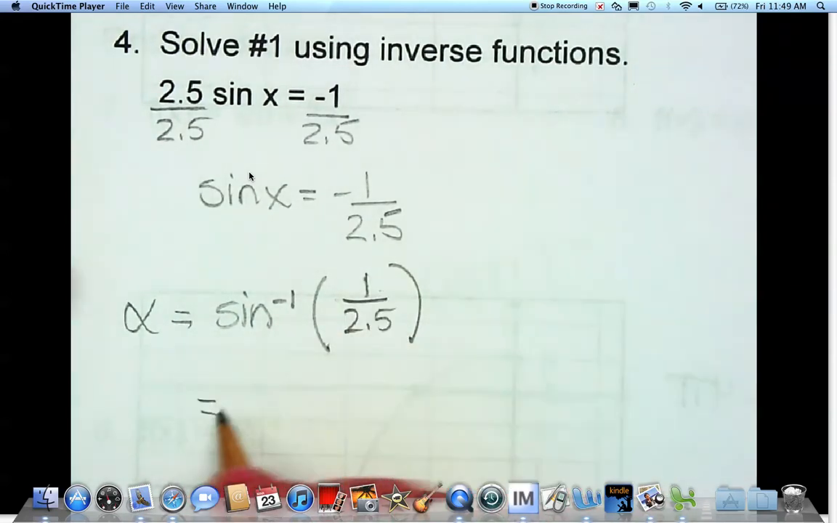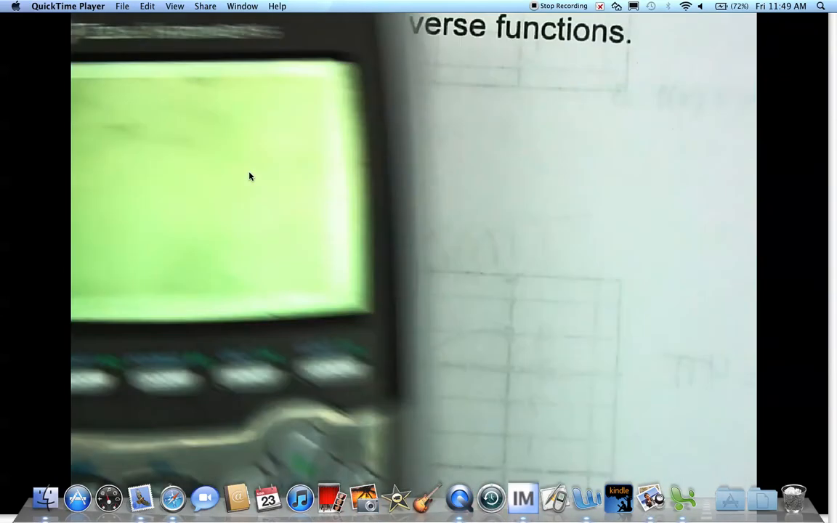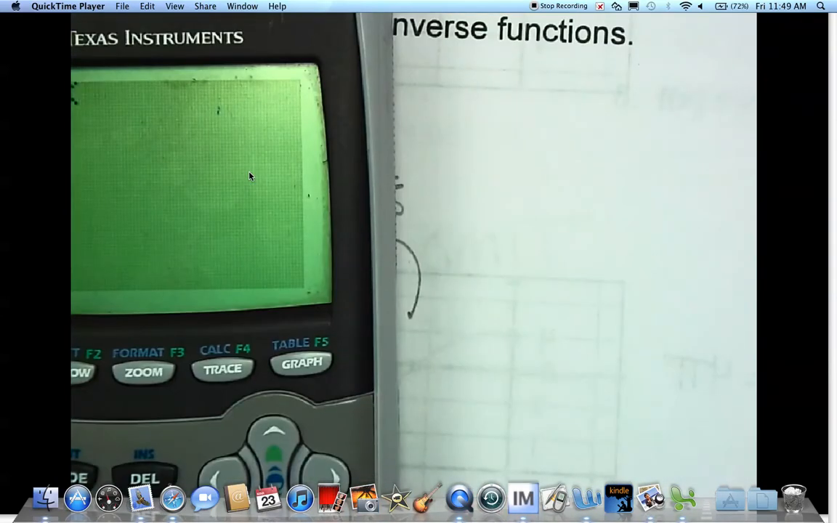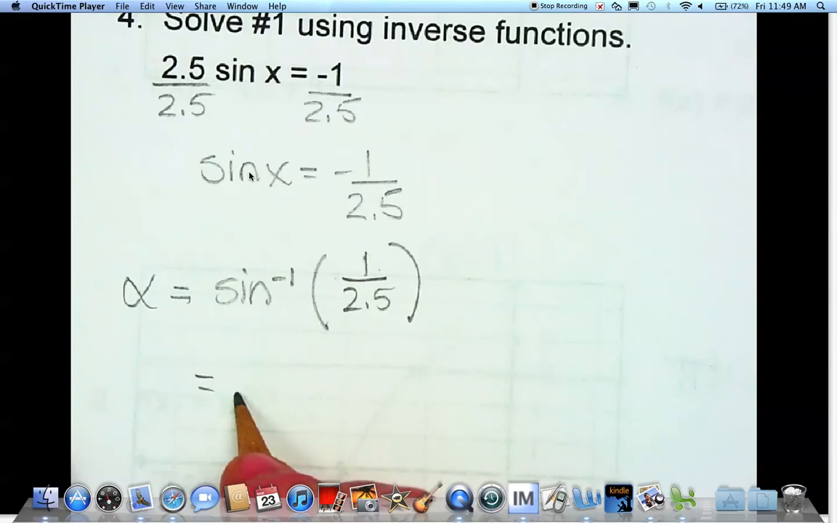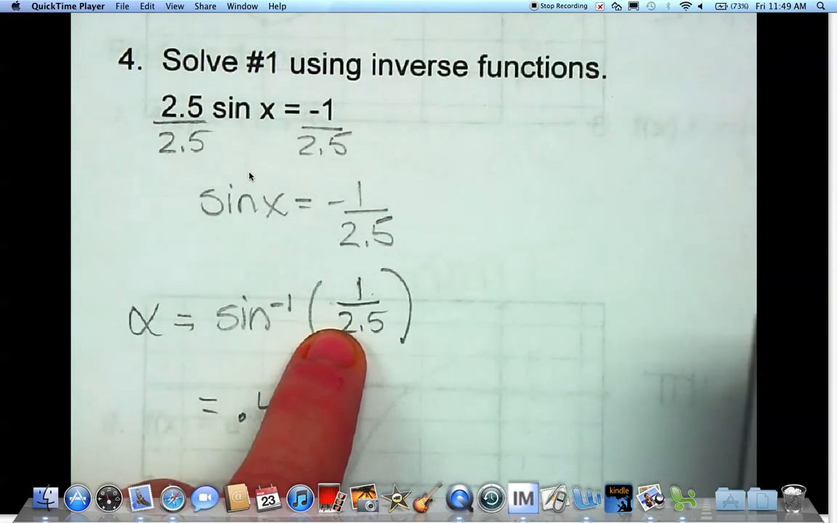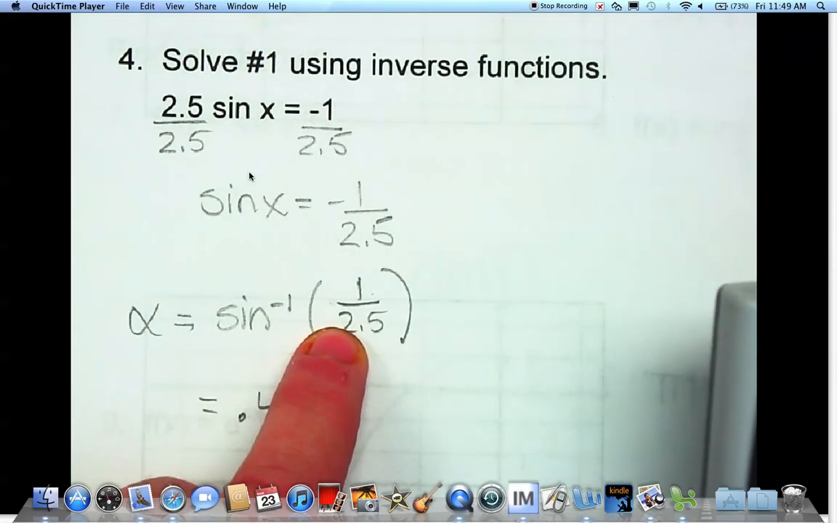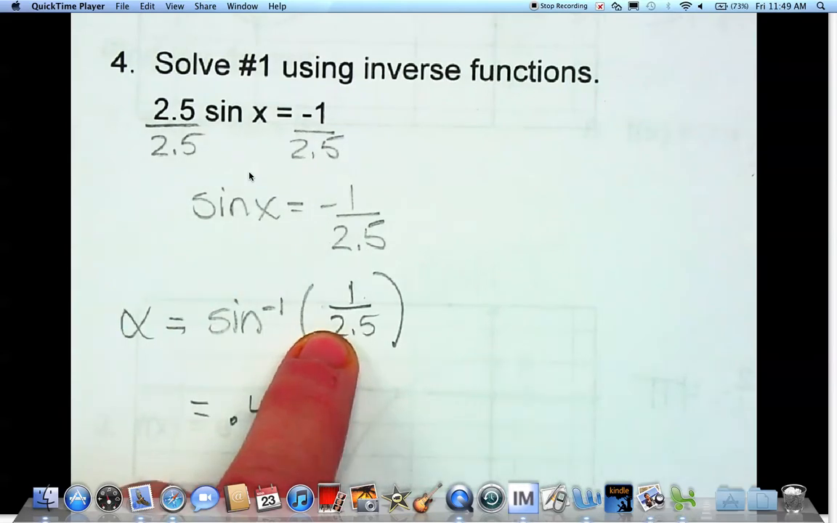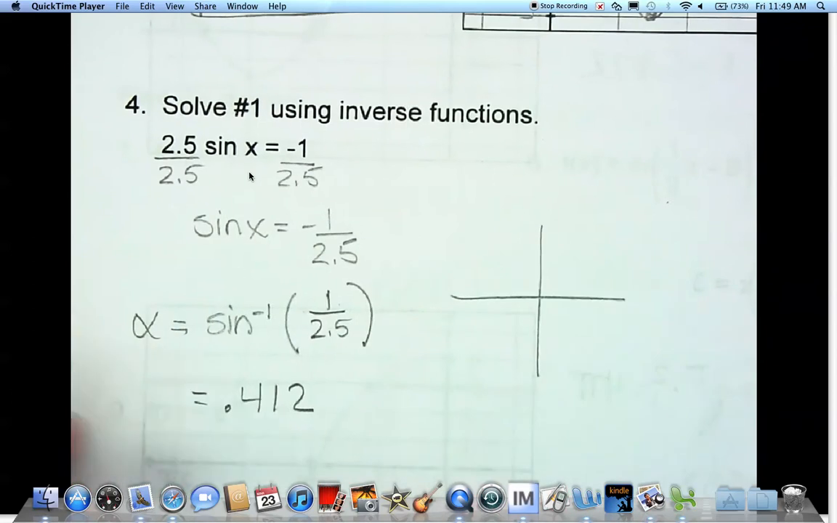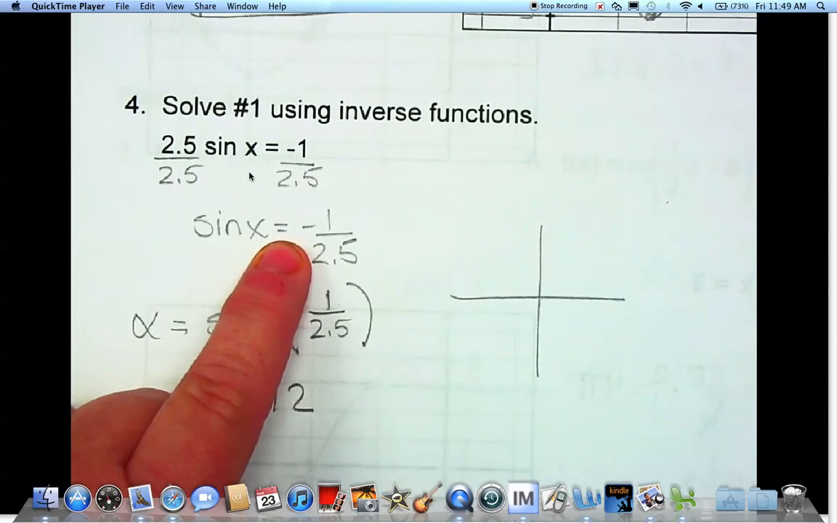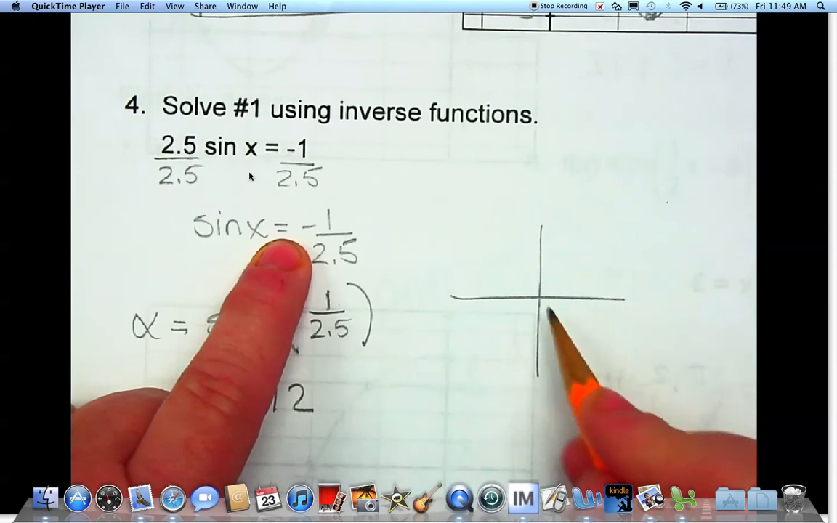0.412. Okay, put it on there. You're not putting a negative in. Disregard the negative for now. Now, when is sine negative? Third and fourth.